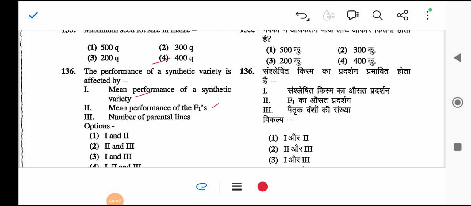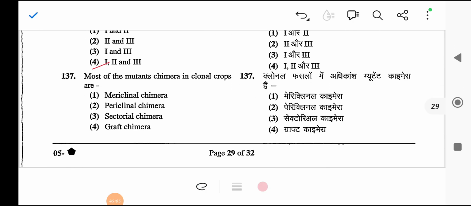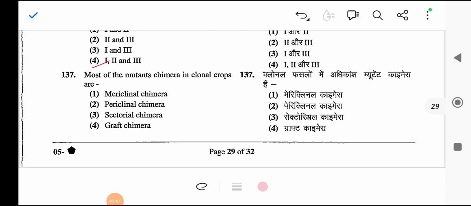of F1 and number of parental lines. So all will affect the performance of synthetic variety. Okay, mean performance of F1 and the number of parental lines. So answer 4 would be correct. Next is most of the mutant chimera in clonal crops. So most of the mutant chimera in clonal crops are periclinal chimera.